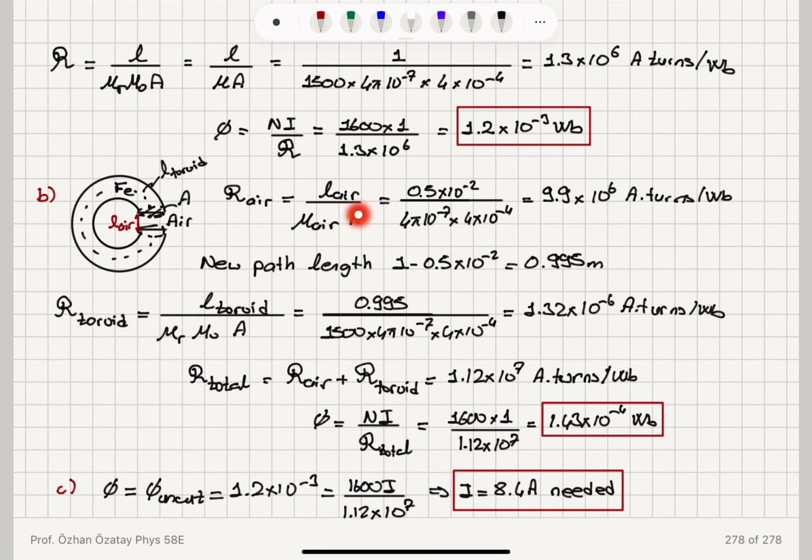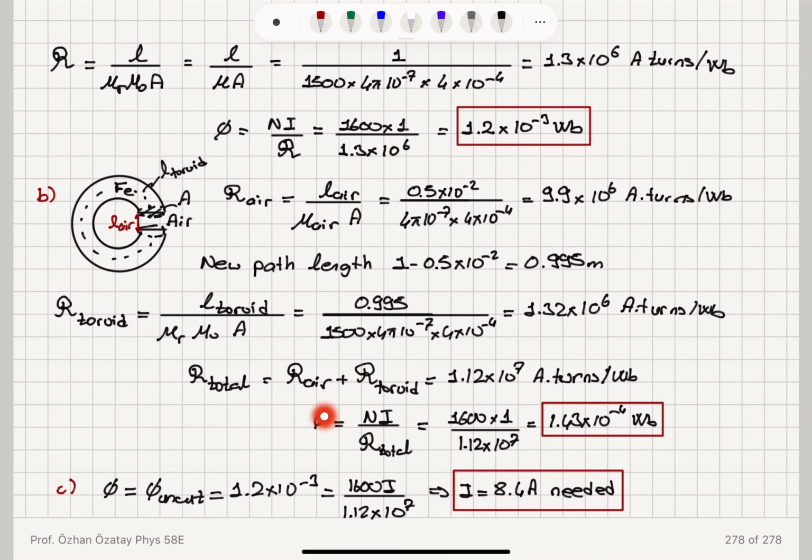So the reluctance of the air is the path length in air divided by mu air times A, 9.9 times 10 to 6, and the reluctance in the toroid used to be 1.3 times 10 to 6 ampere turns per Weber. Now it is 1.32 times 10 to 6 ampere turns per Weber. Okay, there's a minus sign, I corrected. So the total reluctance is going to be 1.12 times 10 to 7 ampere turns per Weber.